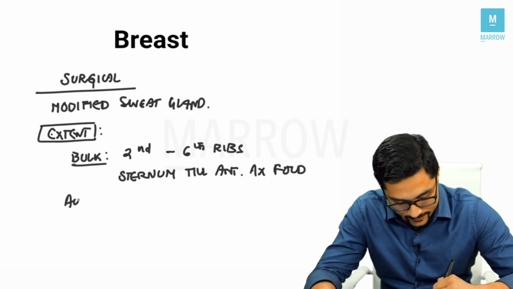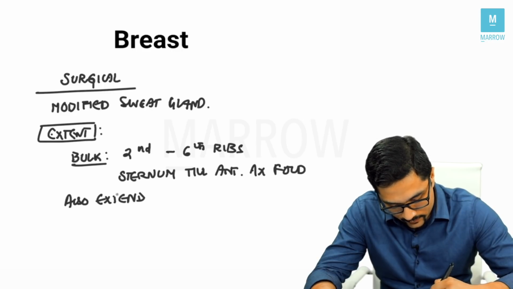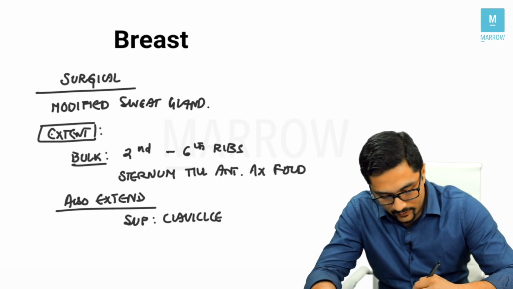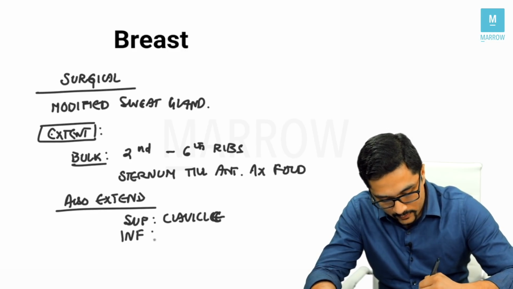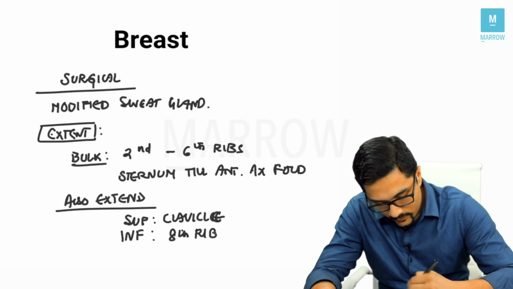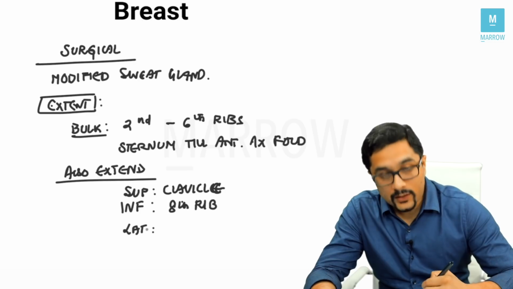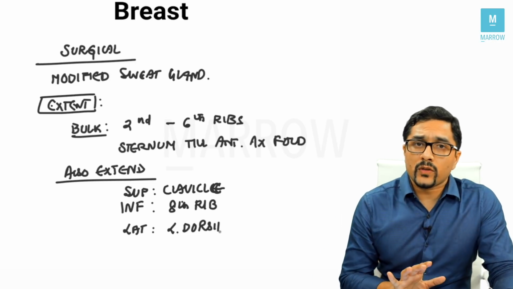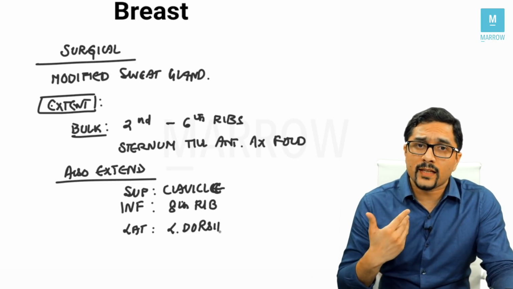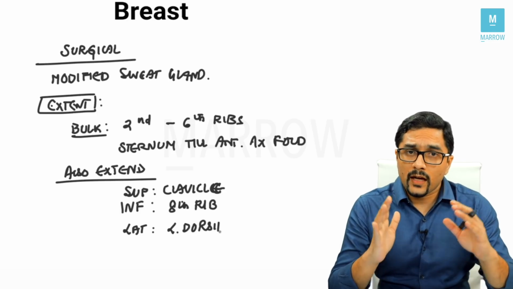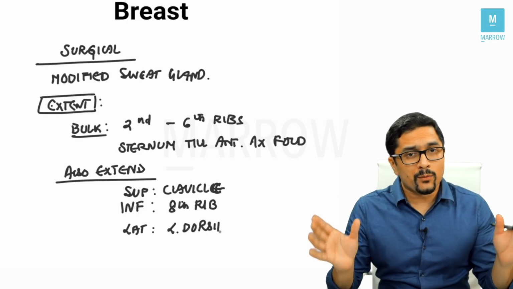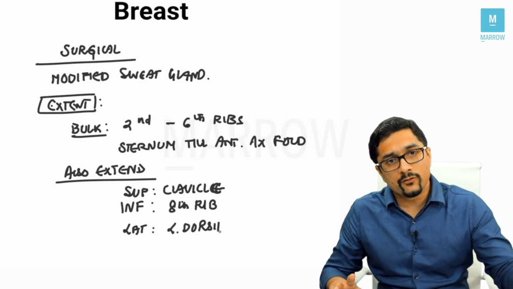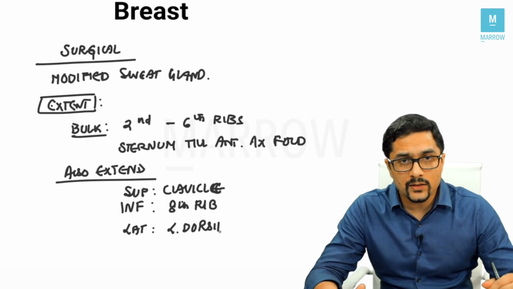The breast can also extend superiorly up till the clavicle. Inferiorly, it can go up till the 8th rib, and laterally, it can go up till the anterior border of the latissimus dorsi. So what is the importance of knowing this? The importance of knowing this as a cancer surgeon like me is that when I have to do a mastectomy, I need to remove even the smallest portion of the breast. Even if it is extending beyond the main protuberant part, I still have to remove the entire breast so that a recurrence does not occur.